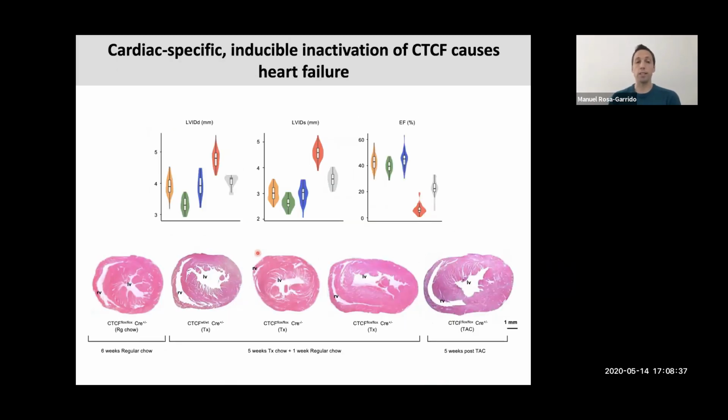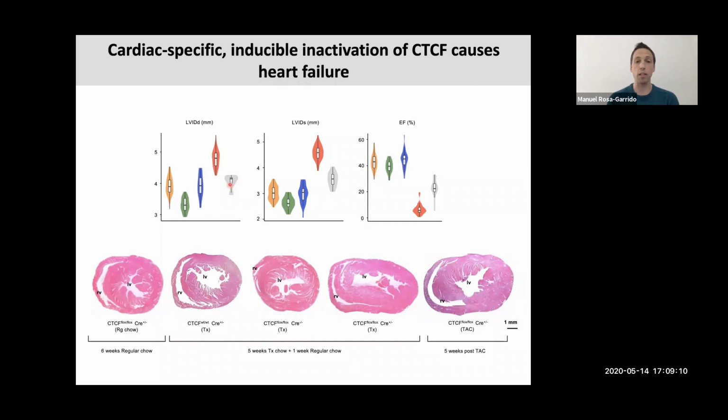When we studied the phenotype of these animals, we found that compared to the controls, the CTCF knockout animals develop a very strong disease phenotype, characterized by dilation of the left ventricle in both diastole and systole, and also by a dramatic reduction in the ejection fraction. Here I'm showing you two; this gray violin is also representing the TAC animals.